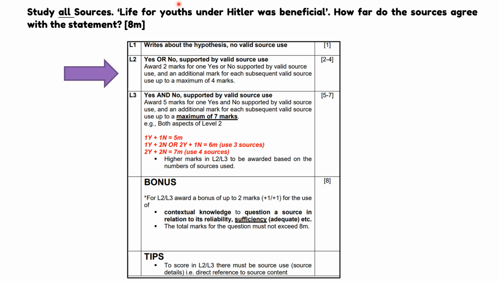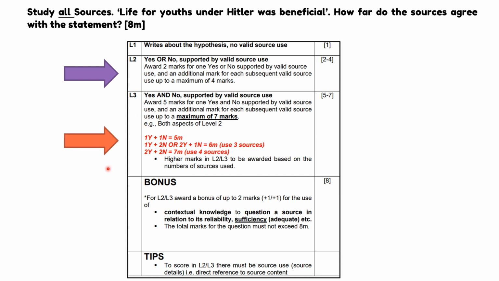So if you see level 2, for example, if you find sources that agree or disagree with that particular statement or assertion, you're able to get 2 to 4 marks. Award 2 marks for one yes, and if you give another source that supports the yes, it is an additional mark, and the maximum marks that you can get is 4 marks.